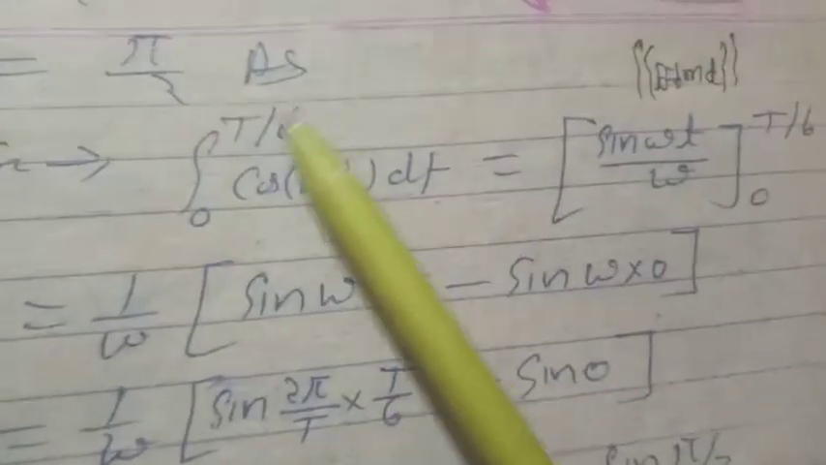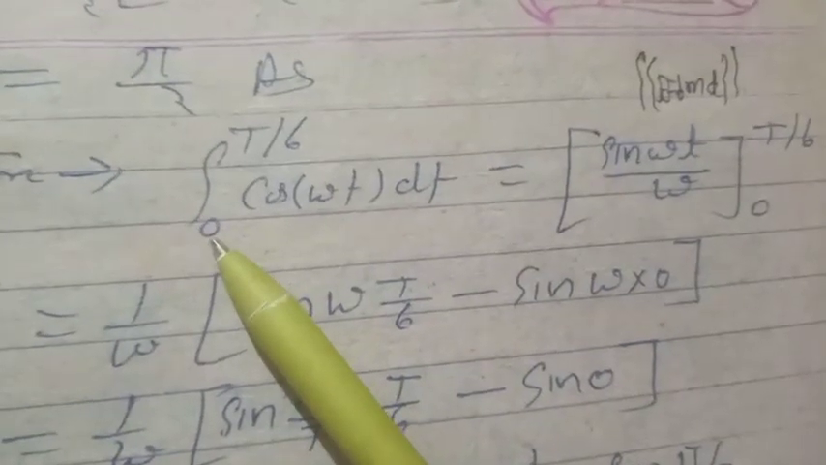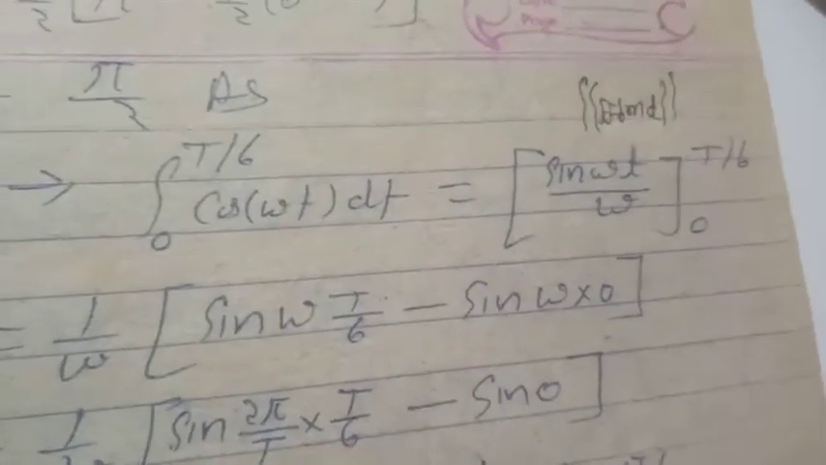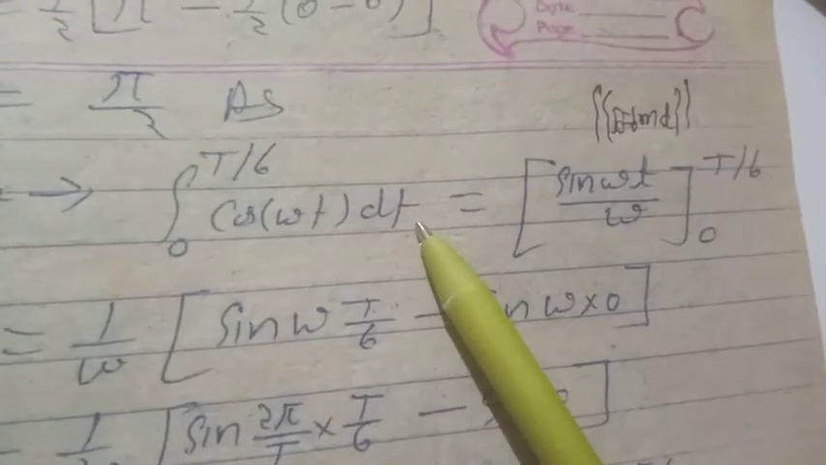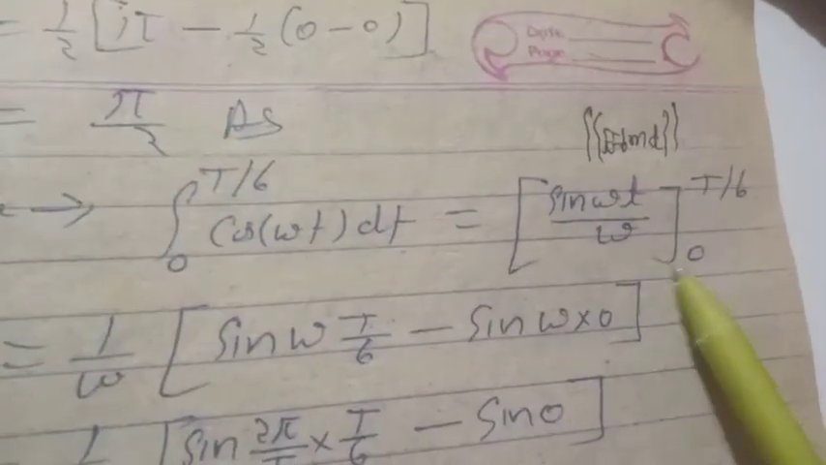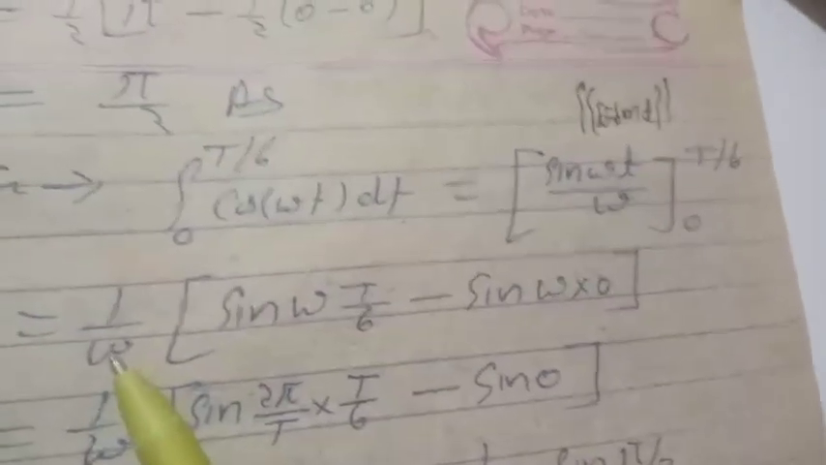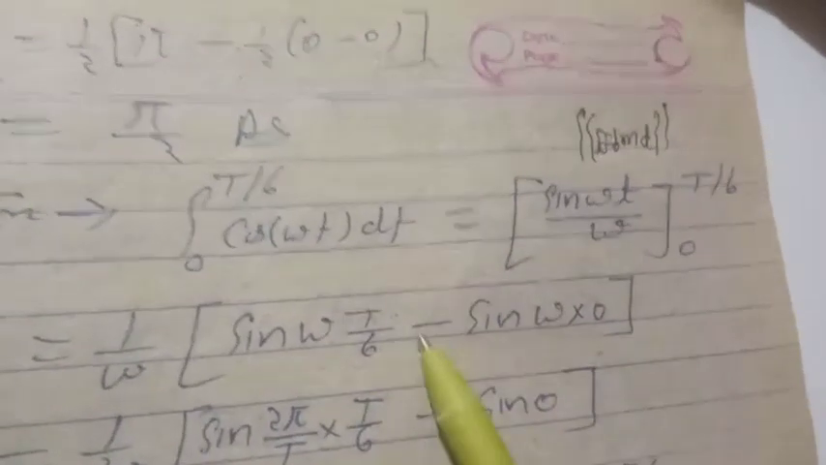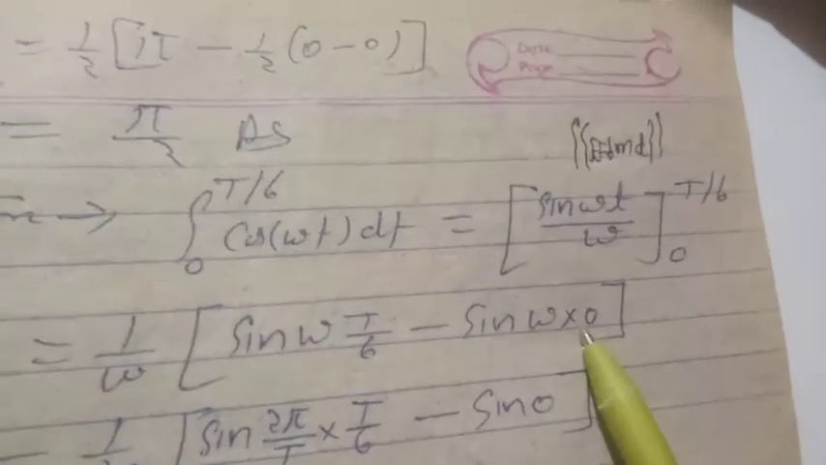Next example is integration from 0 to T by 6 of cos omega t dt, in the limit 0 to T by 6. We can solve directly, because cos omega t dt we can write directly as integration sin omega t by omega, 0 to T by 6. 1 by omega comes out of the bracket, so sin omega, and now put the value of T by 6, minus sin omega into the value 0, so 0.